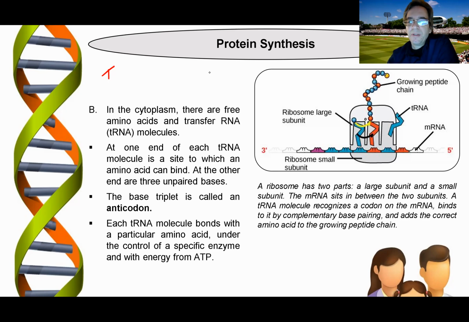So a ribosome has two units, a large subunit and a small subunit. And these basically sit on the transfer RNA, recognizing its codon from the mRNA, binding to it through complementary base pairs, and then slotting an amino acid into the growing peptide chain. So a peptide is just a protein.